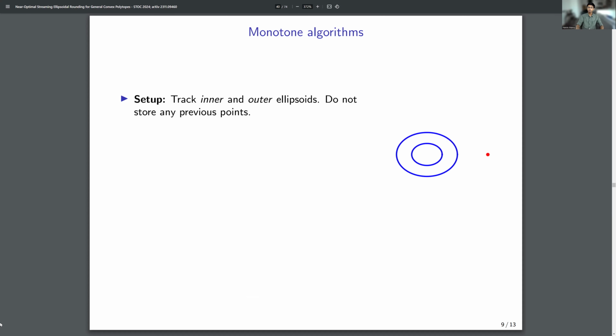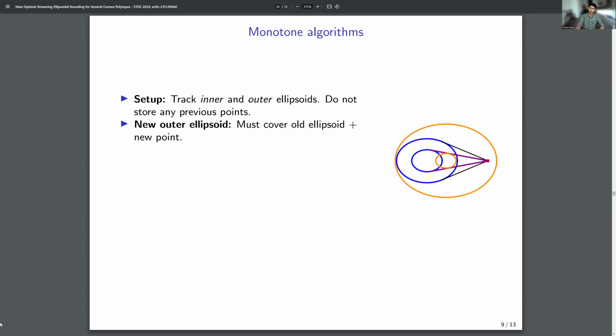Well, let's draw a picture and see what these containments could look like. Let's think of the blue circles as the outer and inner ellipsoids at a particular time step, and the red point as a new point that we're seeing. One thing that we can definitely say is that the new outer ellipsoid must cover the old ellipsoid and the new point. In other words, it must cover the convex hull of the outer blue ellipse in this picture, the two black lines, and the red point. So in particular, the orange outer ellipse is a valid update according to these constraints.